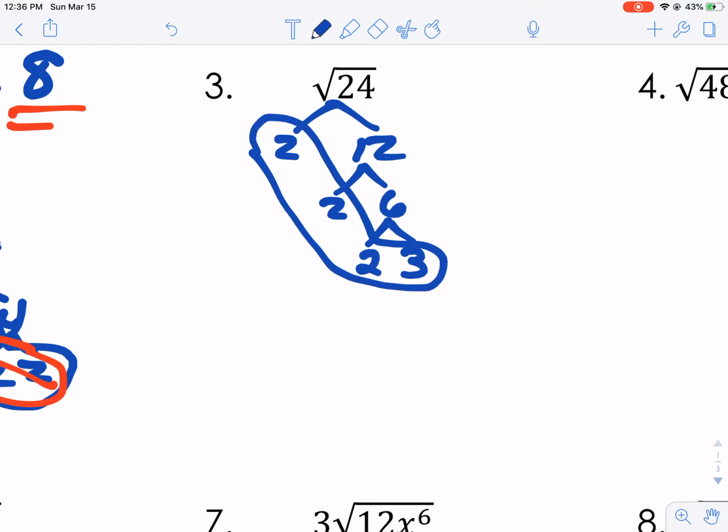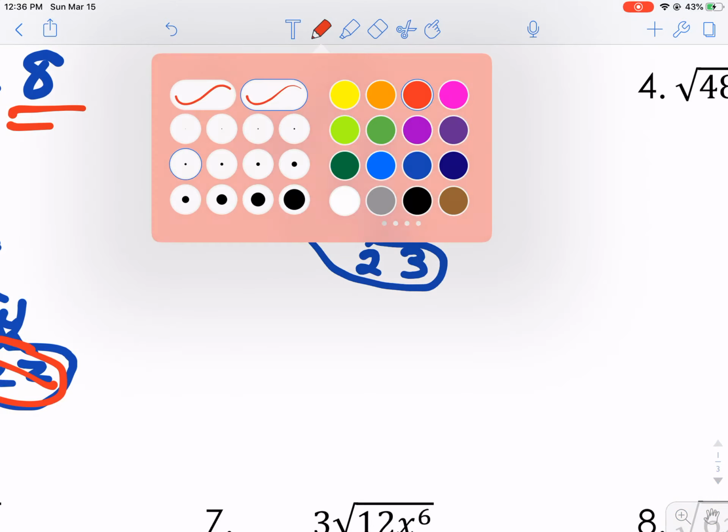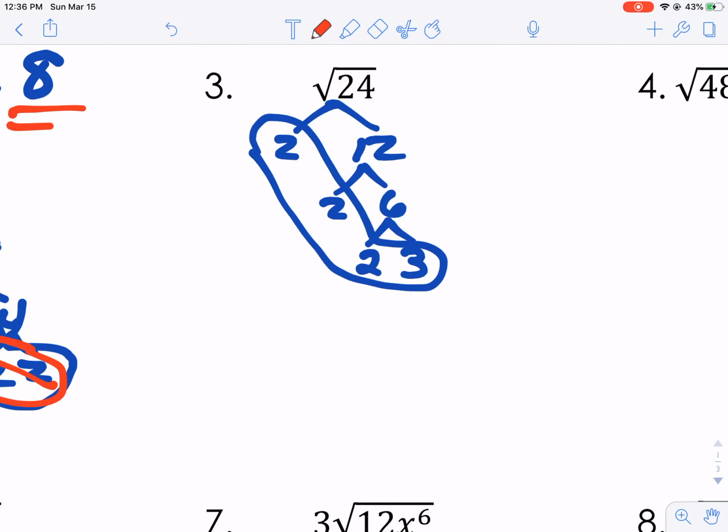Now notice I am only looking at the smallest numbers, the prime numbers, right now. The 12 and the 6 got broken down. I ignore them at this point. I need groups of 2, so I circle the 2 2's here. And that's it, because all I have left in my hockey stick is a 2 and a 3, and neither of them have a duplicate partner, so they can't make any groups with each other. So I only have one group of 2.